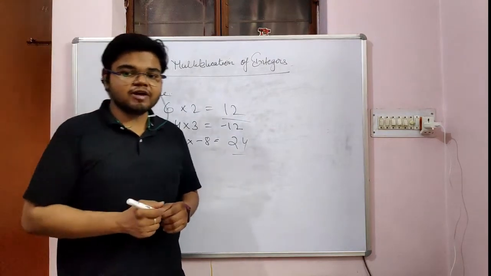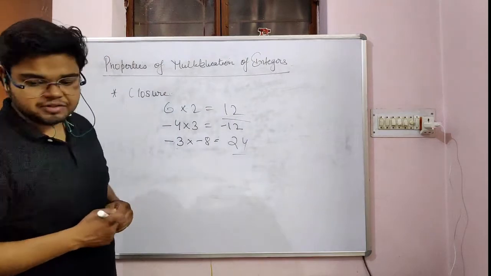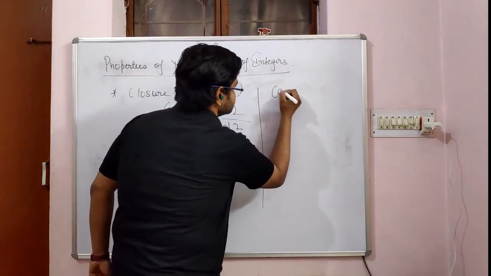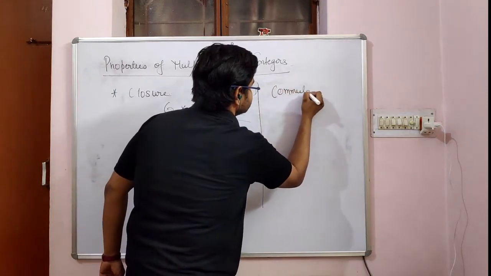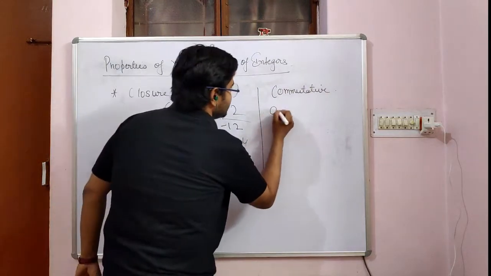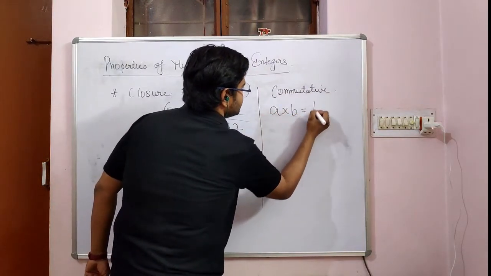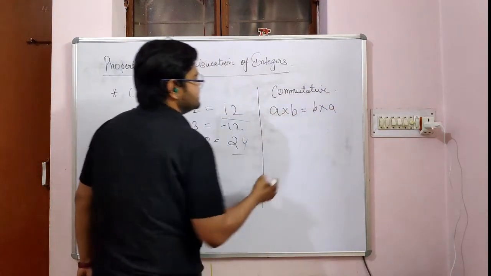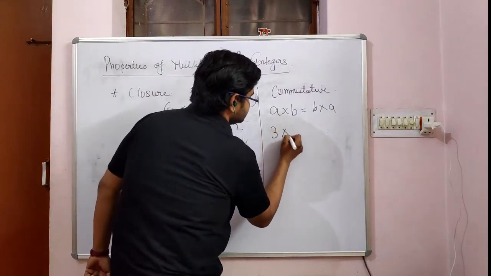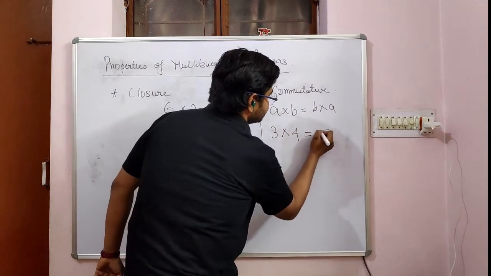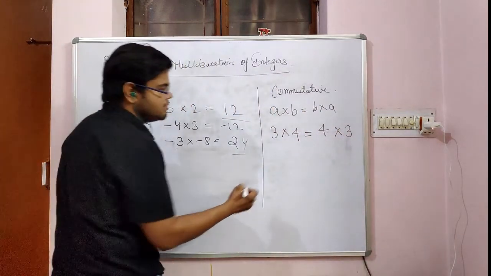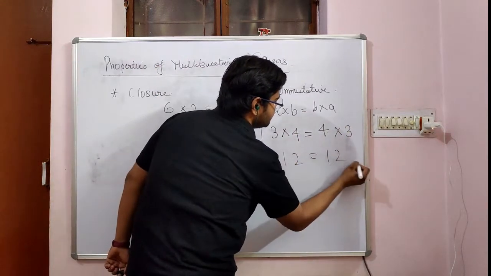Now children, we have the commutative property for integers. And how will we explain commutative property? It means A into B equals B into A. That means if you multiply two integers, 3 into 4, and if you multiply them like this, 4 into 3, the result will be the same. Both sides the answer will come 12.